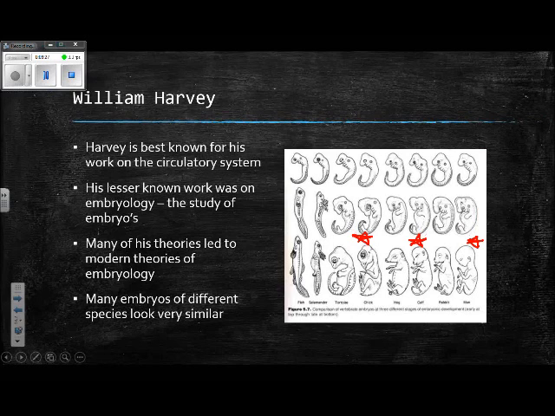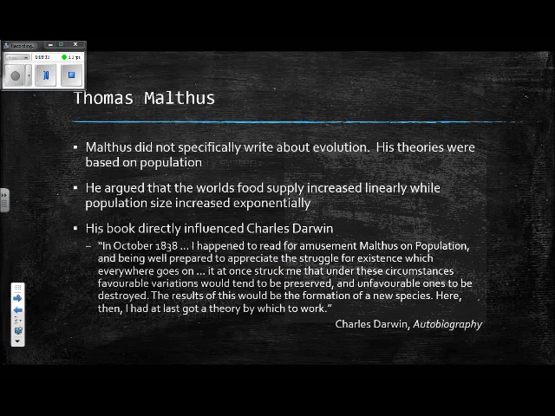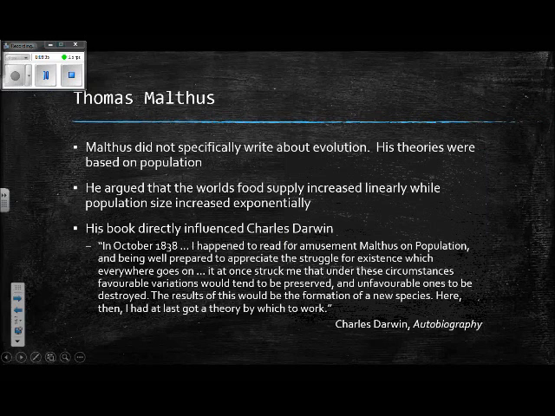All right. Thomas Malthus. Malthus did not specifically write on evolution. His theories were on population. He argued that the world's food supply increased linearly. Okay, so linear increase looks like this. Well, its population size increased exponentially, and this is an exponential curve.